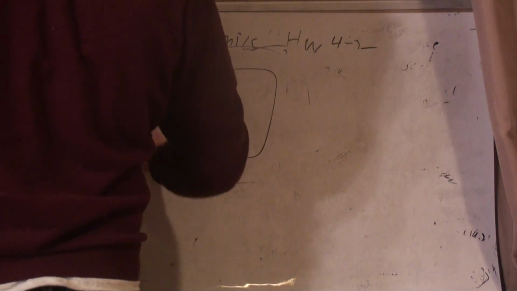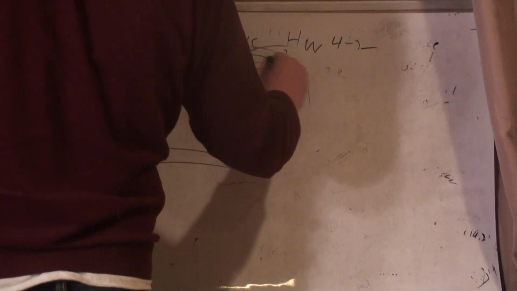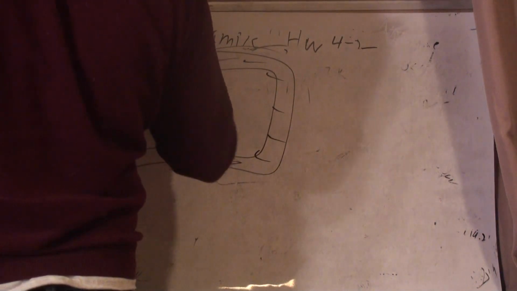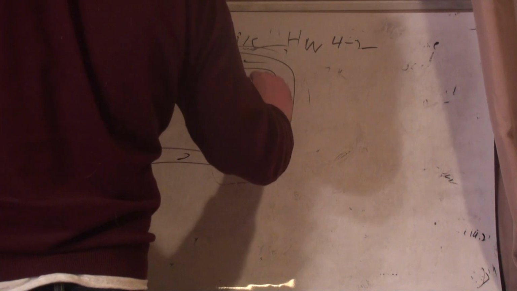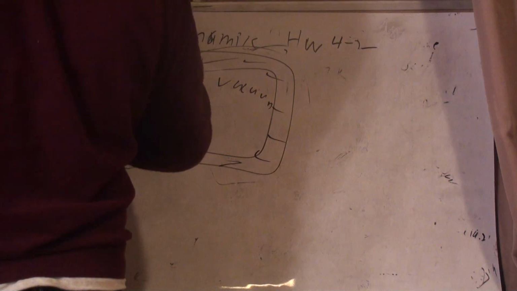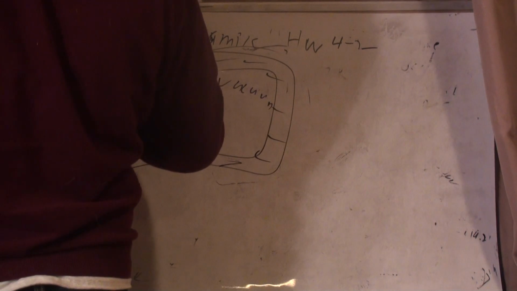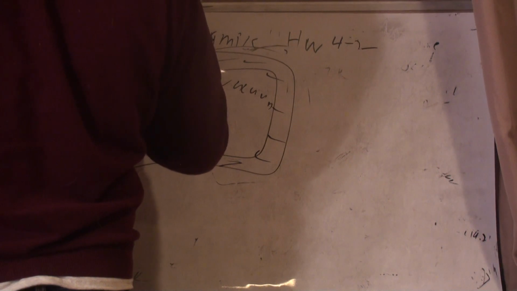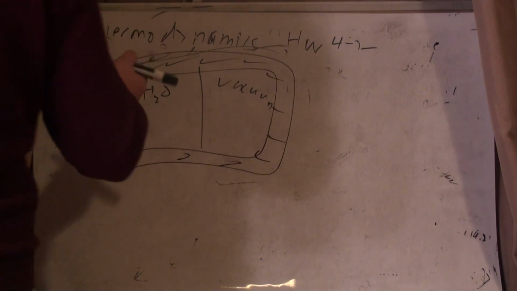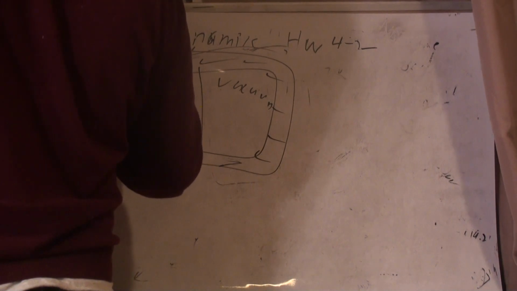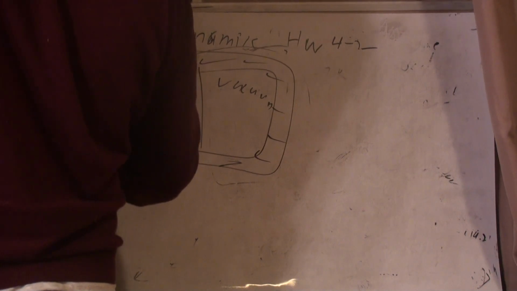So what you have is an insulated vessel. Insulated meaning it's got the thing going on here. There's a membrane. Over here's water. Over here's a vacuum. Your initial temperature is equal to 400 degrees Celsius. Is that right? It is right. P1 is equal to 200 bar.